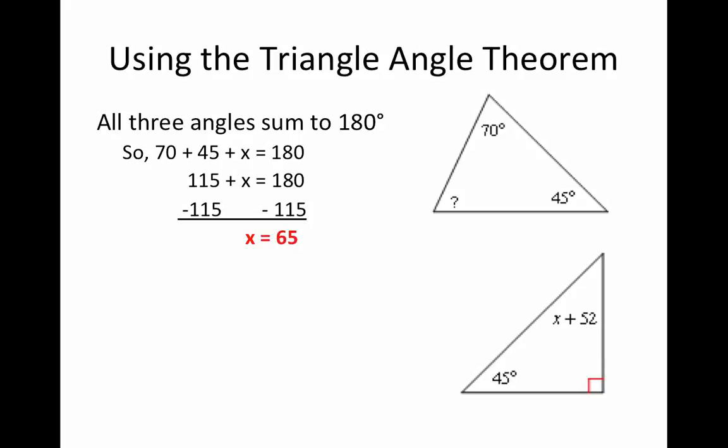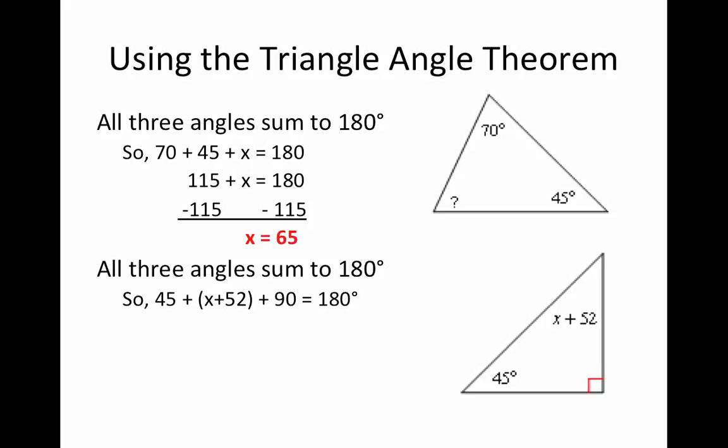We can do the same thing if instead of a number we have a variable and an expression. Again, it's the same thing. All the angles add up to 180. So 45 plus x plus 52, that other angle, plus 90, because the one with the right angle sign is 90 degrees, equals 180. Combine like terms, 187 plus x equals 180. Subtract 187 from both sides, and I end up with x equals -7.